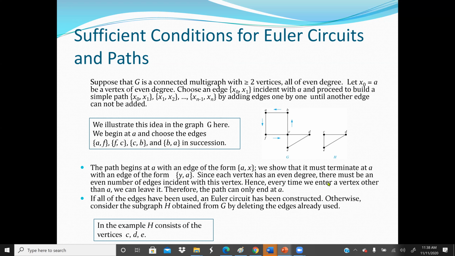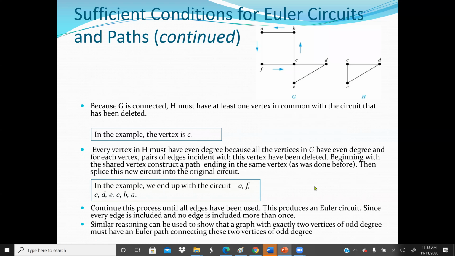So that's the sample given here. And this is the continuation. Now because G is connected, H must have at least one vertex in common with the circuit that has been deleted. And the common vertex is C. So C connects G and H. Now every vertex in H must have even degree because all the vertices in G have even degree, and for each vertex, the pairs of edges incident with this vertex have been deleted.